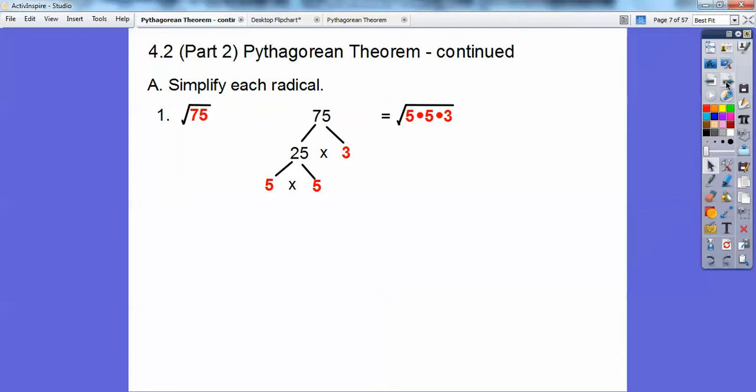Two numbers on the inside will bring one number on the outside. So these two 5's bring one number on the outside. So the answer is 5 root 3, and that's how you'd say that, 5 root 3. Some teachers want to say 5 radical 3, whatever. I like 5 root 3.